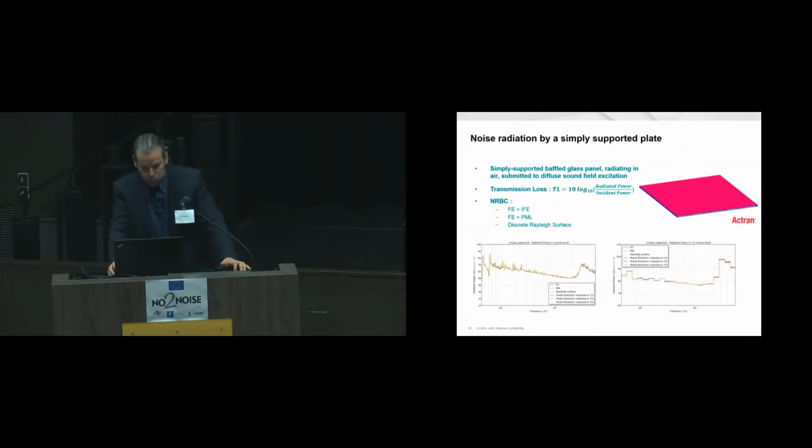Okay, a very quick application for this. Different types of non-reflecting boundary condition when you are interested in sound radiation. The application is extremely simple. It's a rectangular plate, simply supported, baffled, with diffuse field excitation, and you are interested in the transmission loss. I will define it later, but you had a definition yesterday already. So basically we tested finite element plus infinite element plus PML, and also directly the Rayleigh surface integral that can be done here because we have a flat plate.